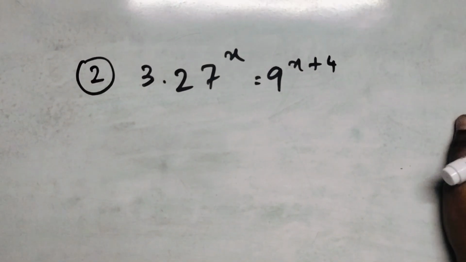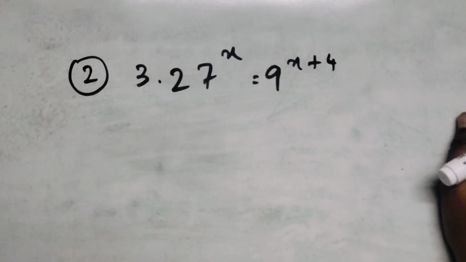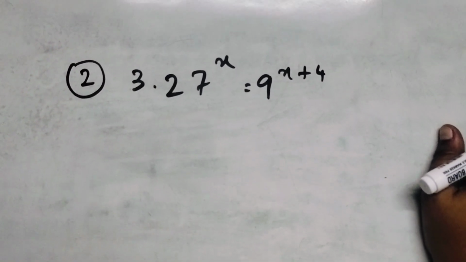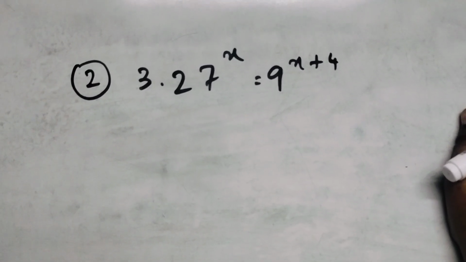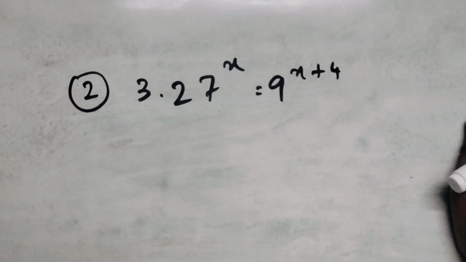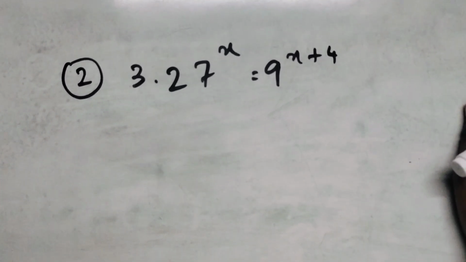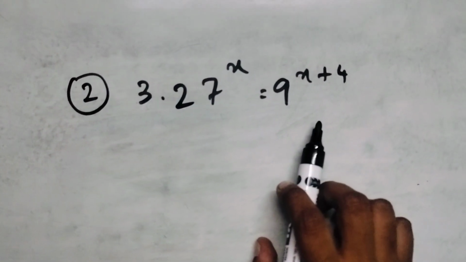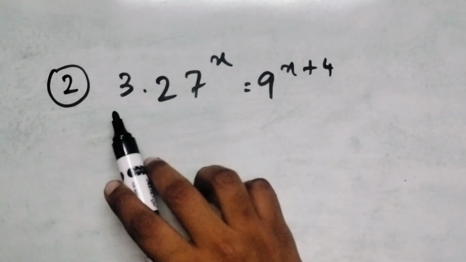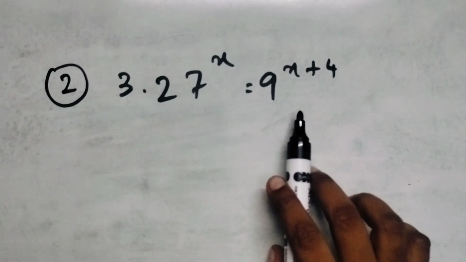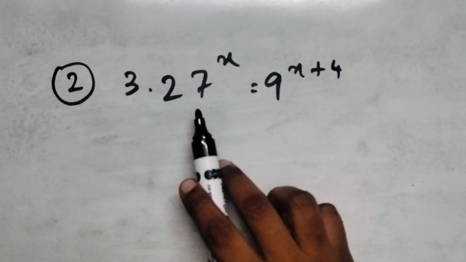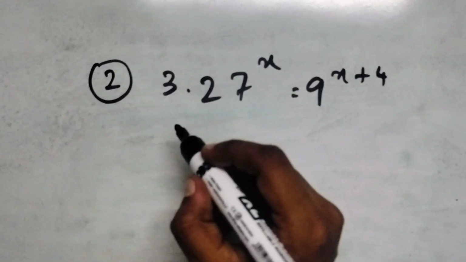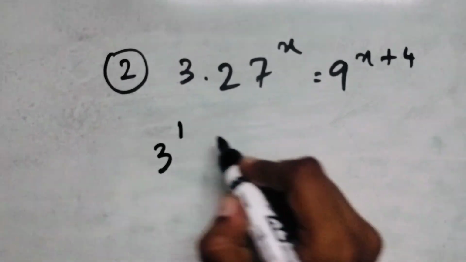Let's go for the second question, which is solving and finding out the value of the missing variable, in this case x. So you have 3 into 27 to the power x equals 9 to the power x plus 4. You can notice that 3, 27, 9, all of them are powers of 3. 3 to the 1 is 3, 3 to the 2 is 9, 3 to the 3 is 27.